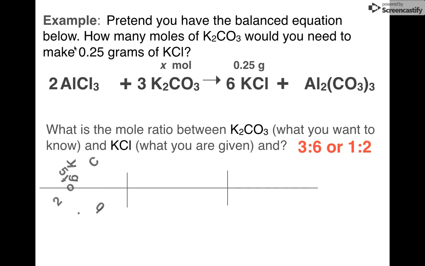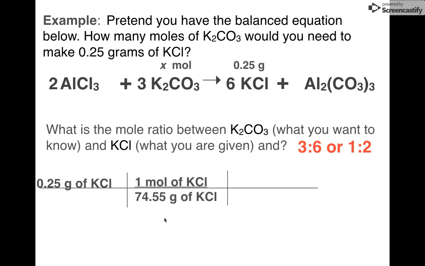Next up, 0.25 grams of KCl, great. Notice this is grams. This is not moles, so I can't use the mole ratio yet. I need to convert this from grams to moles. So how do I convert from grams to moles? I use the molar mass. That just so happens to be 74.55. Notice grams is going to cancel. Now I can use my mole ratio of 3-to-6 or 1/2. Now notice grams is going to cancel, moles of KCl is going to cancel, and I'm left with moles of K2CO3 just like I wanted.